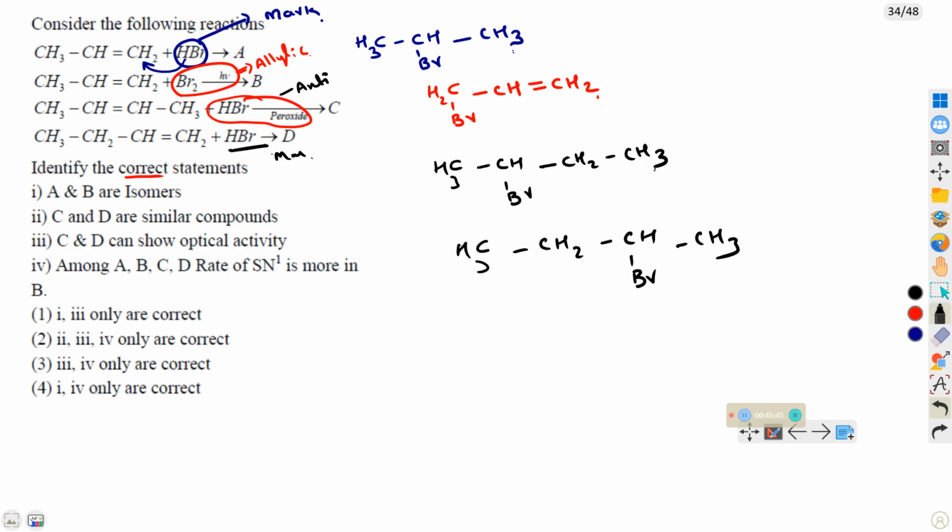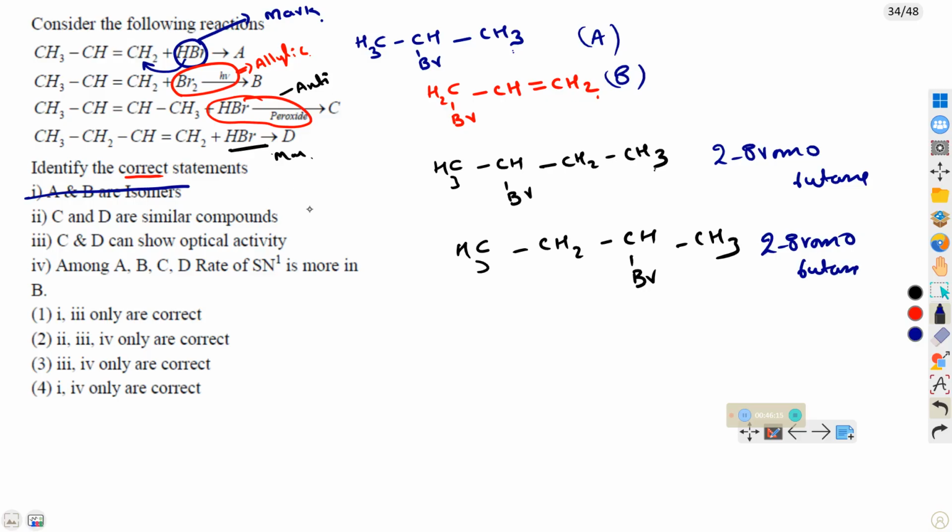What is the first statement? A and B are isomers. Are A and B isomers or not? No, not isomers. This is A, this is B. A is an alkane, B is an alkene. The first statement is wrong. C and D are similar compounds. Yes, this is 2-bromobutane, and this is also 2-bromobutane. C and D can show optical activity: correct. How does it show optical activity? A chiral carbon atom is present.